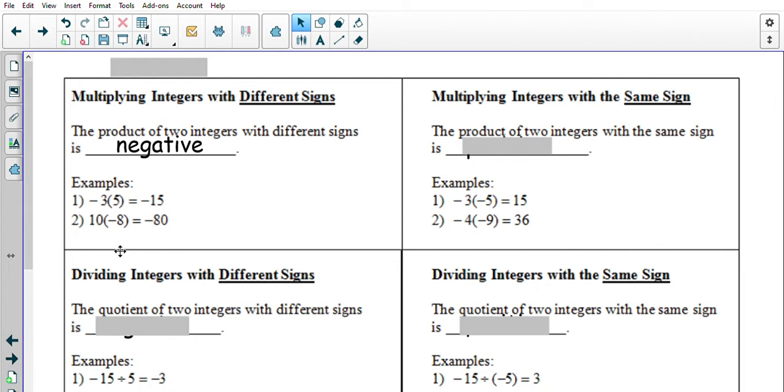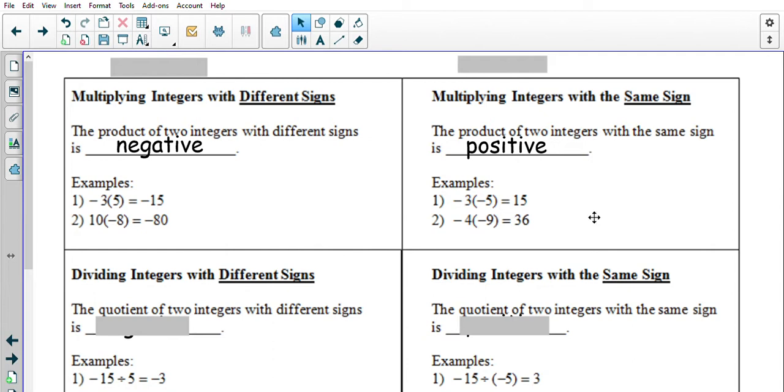If we're going to multiply integers that have the same sign, like both positives or both negatives, your answer will be positive. So if I take -3 times -5, and you can see multiple ways to represent multiplication, this way is using parentheses, I'm going to get positive 15 because the signs are the same. So again, if you multiply integers with different signs, your answer will be negative. If you multiply integers with the same signs, your answer will be positive.